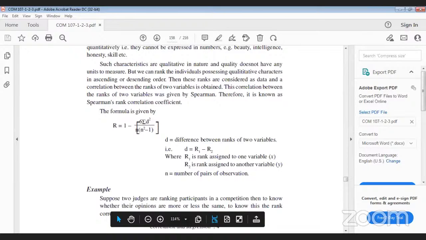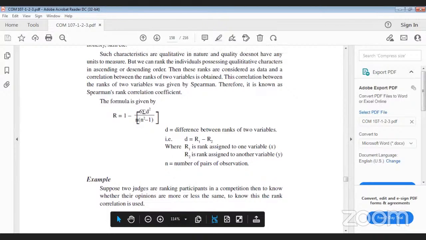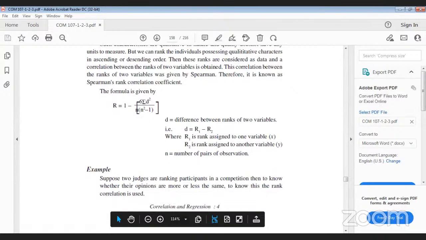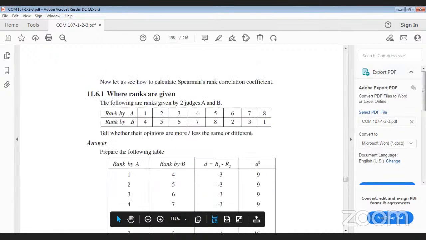Suppose ranking participations in a competition, to know whether their opinions are more or less the same. To know this, we see how to calculate Spearman's rank correlation coefficient here.